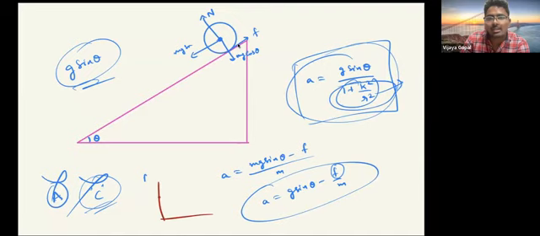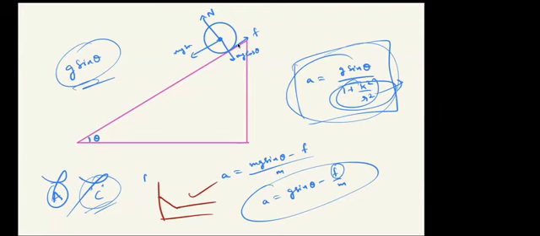Initially, let's say some constant is there. It should have been decreased and then remained constant. Then you would have said it is correct. Understood what I am telling? Yes, sir. Understood why D is wrong?